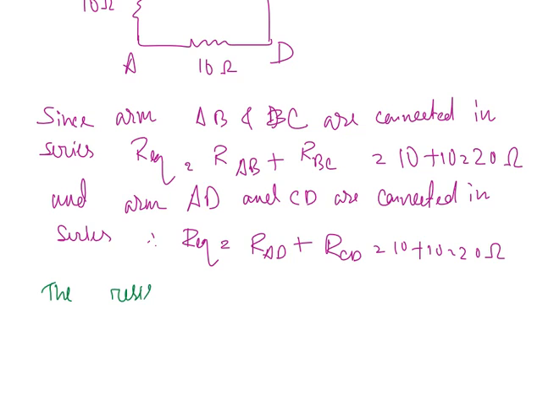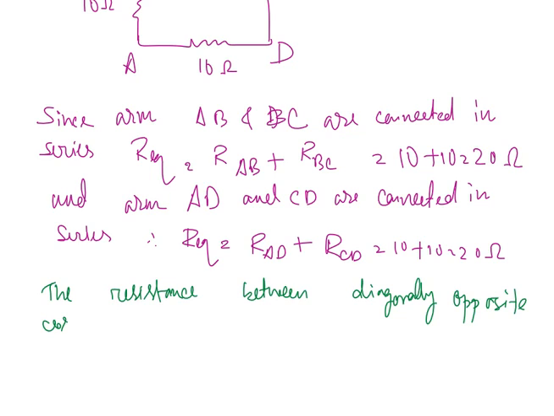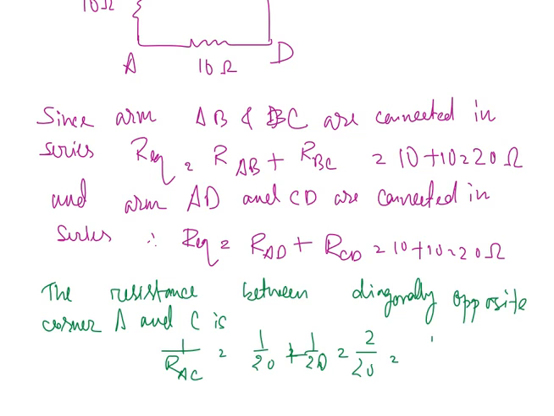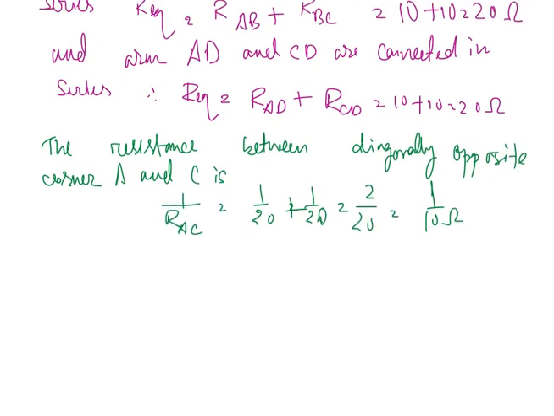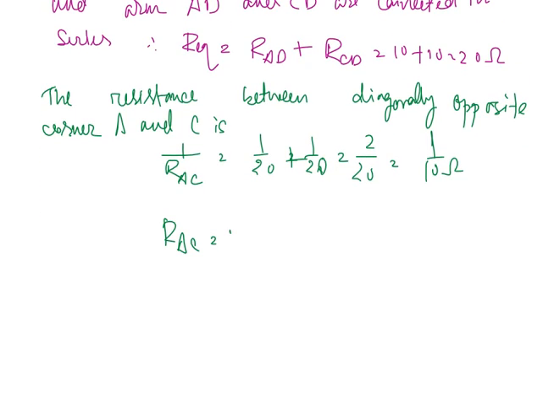The resistance between diagonally opposite corners A and C is given by 1 by R_AC, which is equal to 1 by 20 plus 1 by 20, hence 2 by 20, that means 1 by 10 ohm. Hence R_AC is equal to 10 ohm.